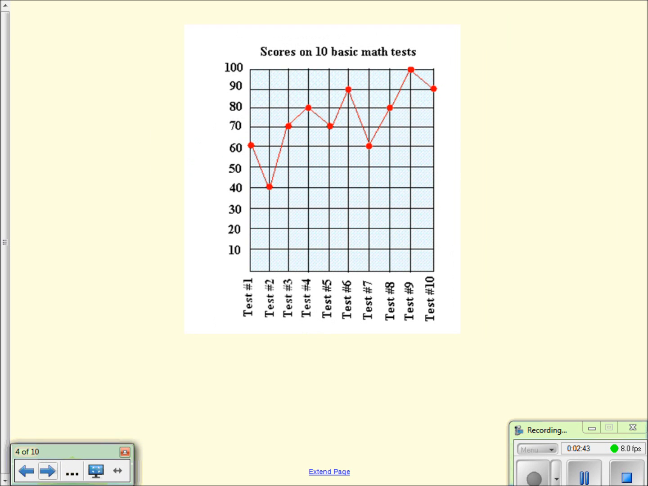We get another graph here. And this one, we have a lot more changing. This is the scores on 10 basic math tests. Here they have the time period or the different tests. Test 1, test 2, test 3, test 4. You can see they would go in order. So that's our time period. It's not actually a time as in days or minutes or hours, but they go in sequential order. Test 1 would have been first, test 2 second, test 3, kind of like maybe games.